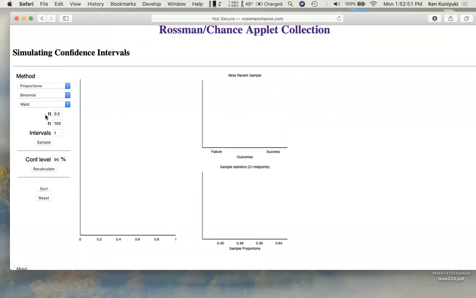Actually, Professor Rossman preferred using pi instead of p since we use p for so many things. But let's say that the true value for p, the true probability of heads, is 0.5. So that, in fact, the magician's coin is a fair coin. So let's assume for now that the coin is a fair coin. And let's agree to flip it 100 times. n equals 100. That's the number of trials.